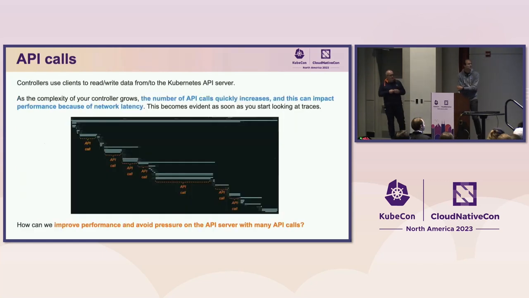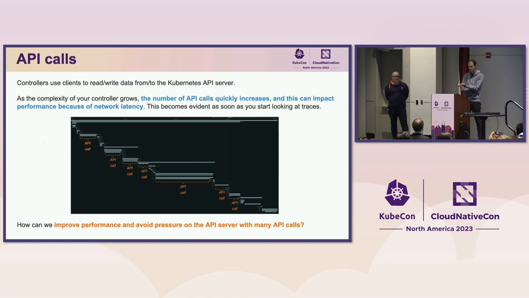Okay, so the next thing we found were essentially API calls. Obviously controllers are using clients to talk to the API server and to read and write data. And the more complex the controller gets, the more calls we get, basically automatically. That has a huge impact on reconcile durations. One reason is network latency, but also because the API server simply needs time to answer our requests.